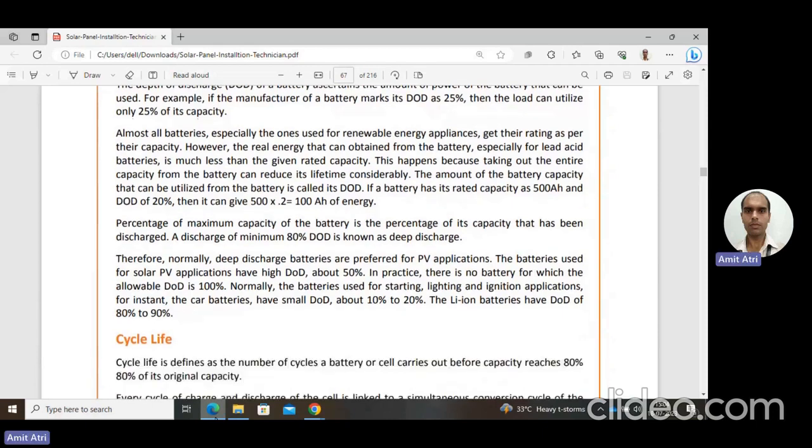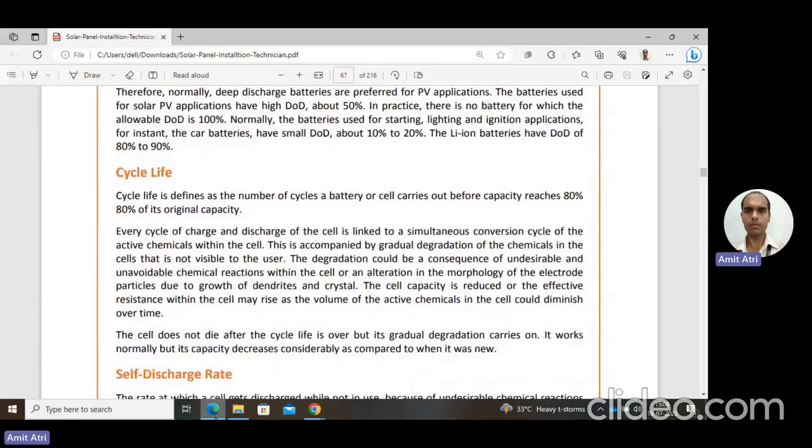The next thing is cycle life. Now here, the total storage capacity of a battery decreases when we are using it continuously. So cycle life defines the number of cycles a battery or cell carries out before capacity reaches 80% of its original capacity.